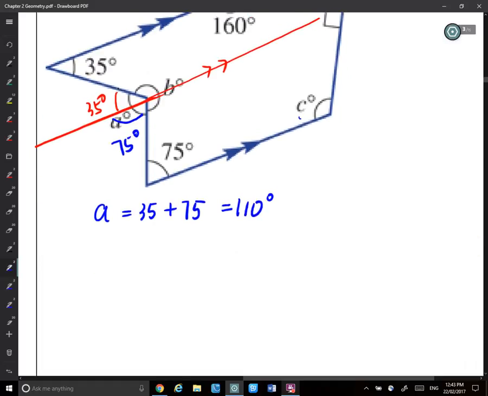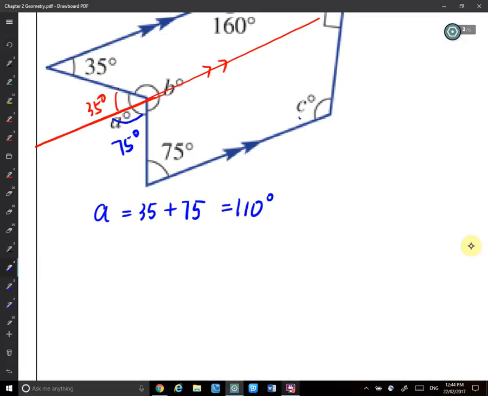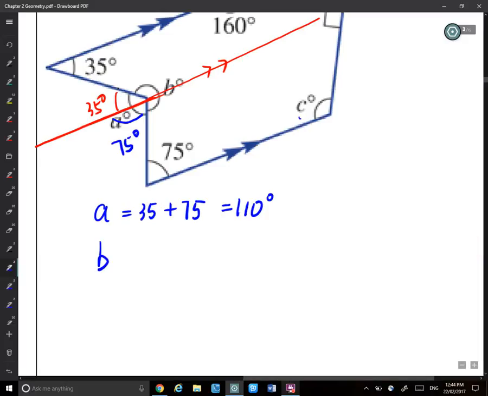I can also do the other way, but I think there are too many calculations, so I choose to do A. So B will be 360 subtract 110. That is 250 degrees.